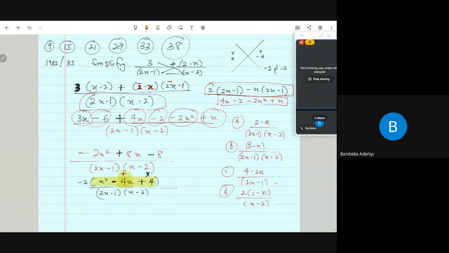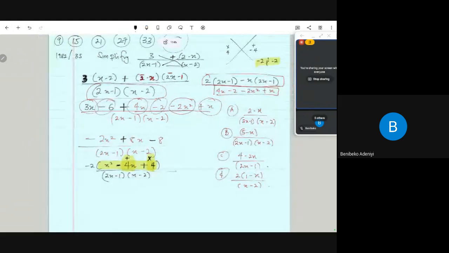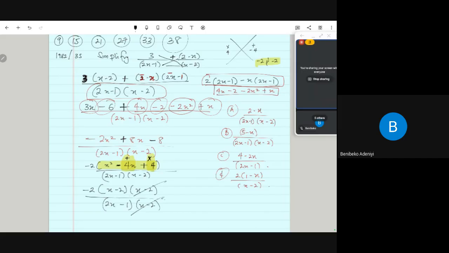And when you multiply, it would give you this last number without x. And we've gotten those, minus 2 and minus 2. Don't stress yourself at all. Just come here and say minus 2 into brackets, x minus 2 in one bracket, then x minus 2 in another bracket, all upon 2x minus 1 in one bracket, and x minus 2 in another bracket. What do you observe? This x minus 2 here can cancel one of these. So you are left with what? Minus 2 into bracket, x minus 2 all over 2x minus 1.